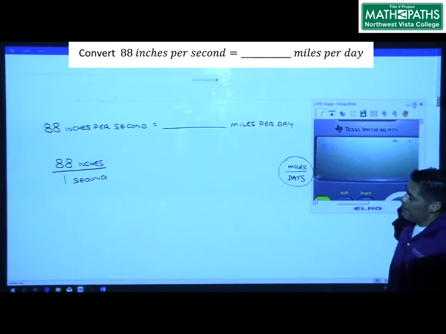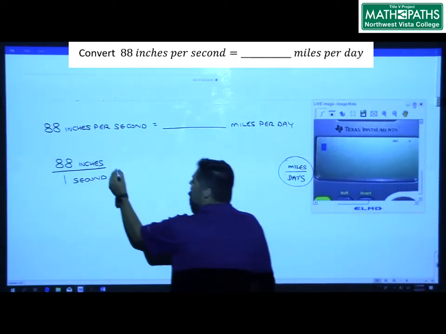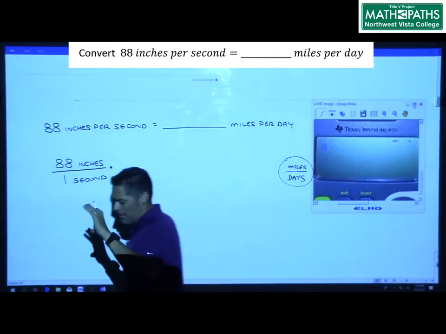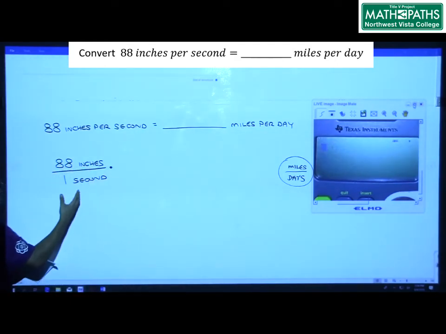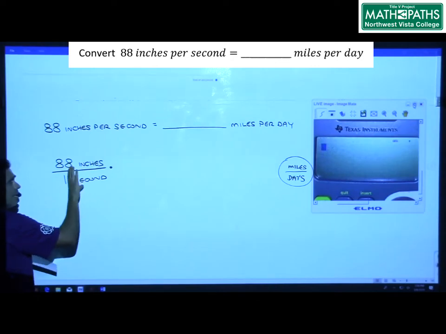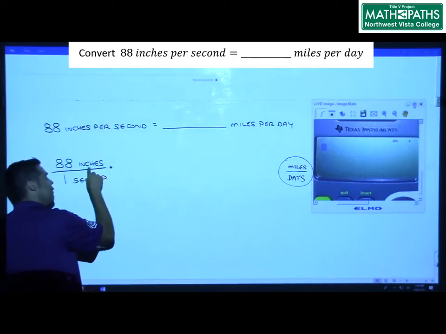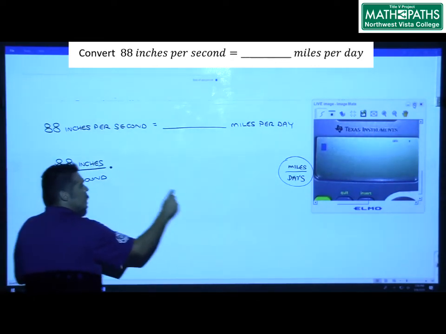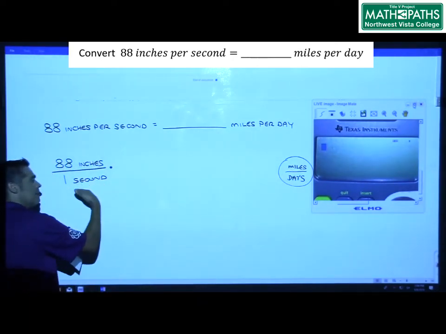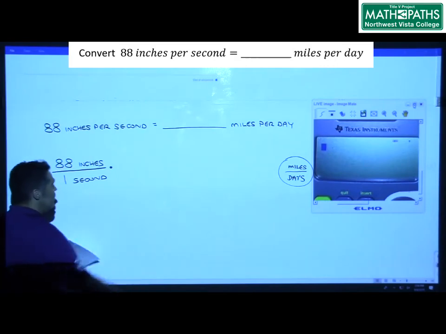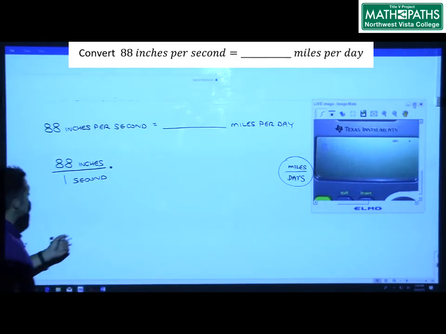So to do this, we're going to start multiplying by these conversion factors that are ratios that are going to eventually get us over there. So I like to start with one of these and convert, like in this case, the distance, inches. I want to convert it to miles. After I figure that out, then I'm going to go and get my time conversion from seconds to days. So let's start with inches.